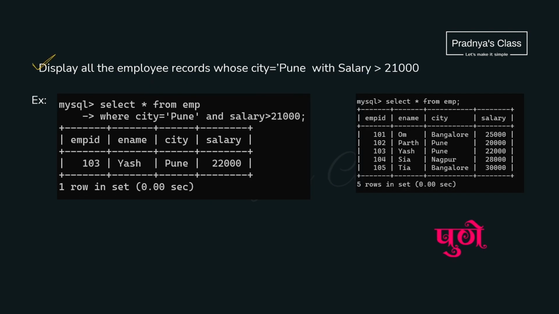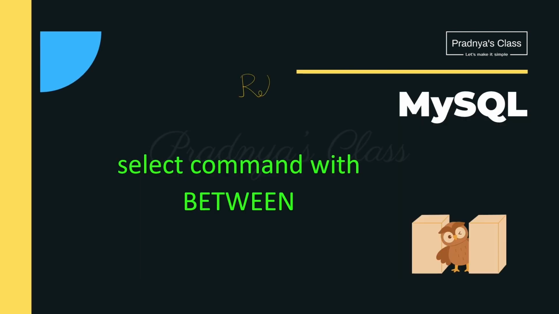Let's talk about one more example. There are two conditions, both should be true. That's why in this scenario, we will be using the AND operator. If both the inputs are true, then only the output will be true. Look at the query: select star from employee where city equals Pune and salary greater than 21,000. From the given records of the table, only one record is satisfying this criteria and it is getting displayed. We understood the usage of relational operators as well as logical operators with select.